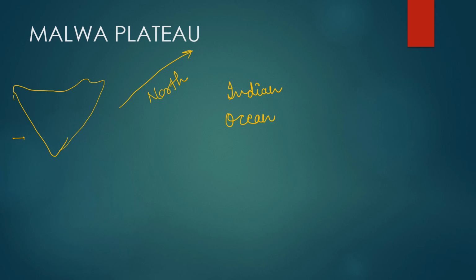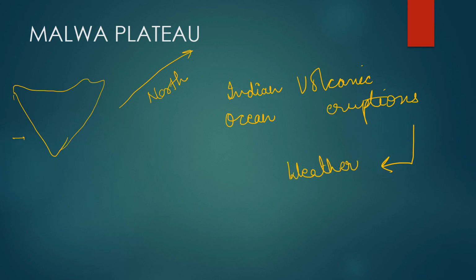So while crossing the Indian Ocean, there were various volcanic eruptions. Due to these volcanic eruptions, there was a formation of this Malwa Plateau. Malwa Plateau is formed by these volcanic eruptions, which are not like plains, but like some conical shaped structures. Later on, after weathering and erosion, it formed the present day structure that is Malwa.